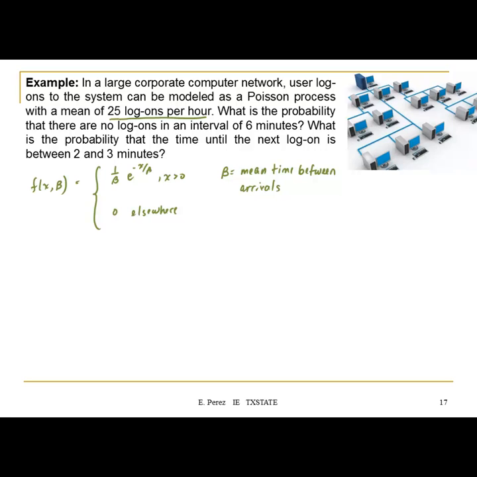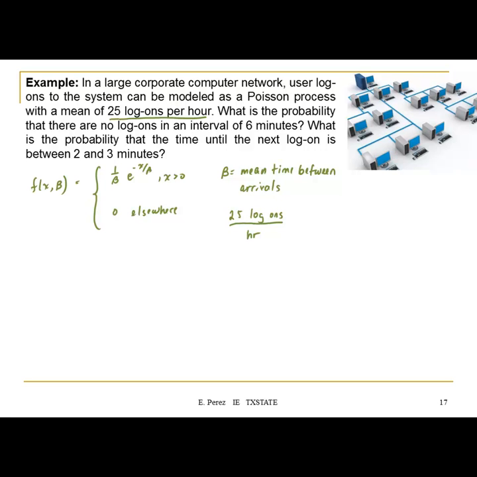But the information we have is 25 logons per hour. So if we're going to use the exponential distribution, that is not what the mean is telling us. The mean is telling us the number of arrivals per hour. What we need is the mean interarrival time to use the exponential. Have any idea how to transform this into mean interarrival time? You do 1 over that.